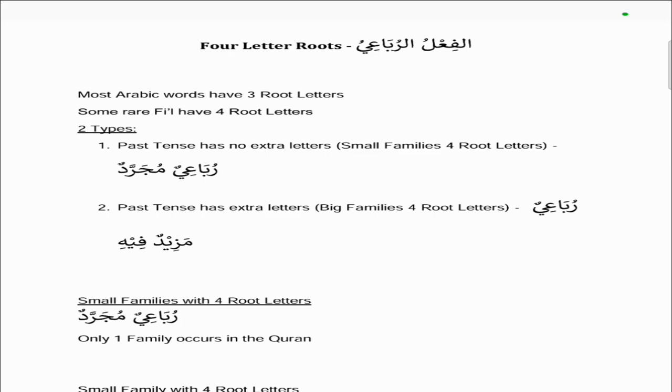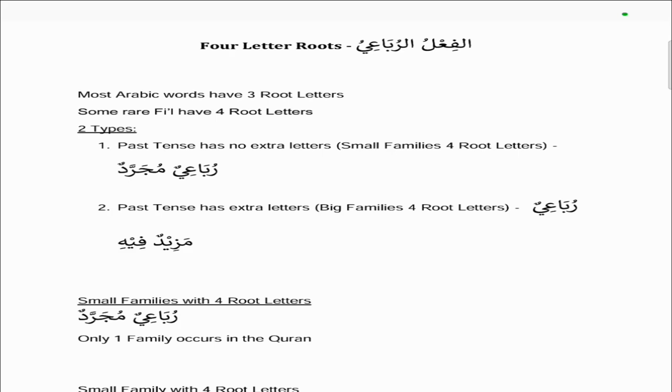So, moving on to the next chapter of our curriculum, which discusses 4-letter roots called Fi'l Ruba'i. Most Arabic words, as we've discussed in previous chapters, have 3 root letters, but there are some rare fi'l that have 4 root letters.